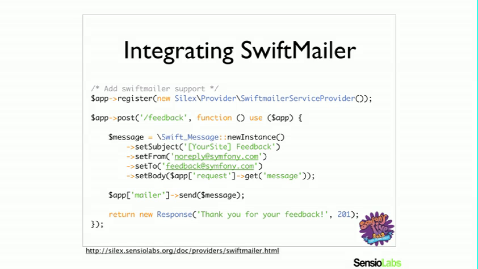Again, the idea is you have exposed simple functionality with service providers. You have an app instance, which is the Silex app itself. You register new service providers to expose that functionality, and then you can just access it through the app's container, which is app mailer, app monolog, app db, etc.